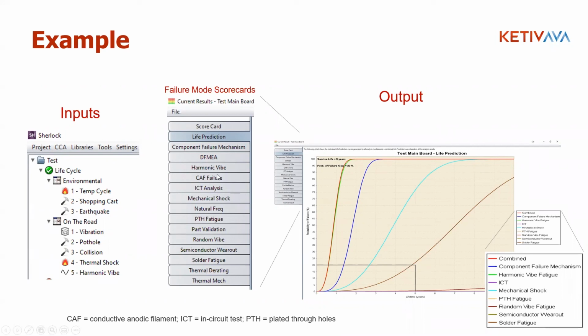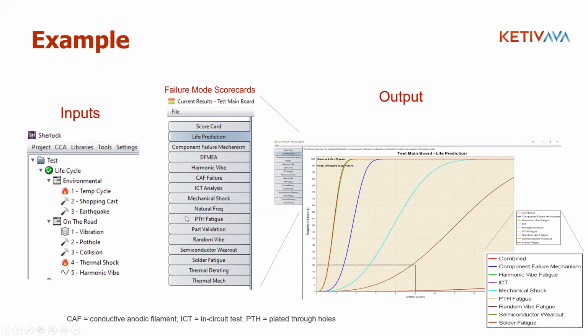And then on the output, we get these lifetime prediction curves, a combined curve as well as broken down, looking at different potential failure modes. So I could look at solder fatigue only, or semiconductor wear out, random vibrations, mechanical shock. So there are a number of different potential analyses you can run to look at lifetime. And then in addition to looking at just the mean lifetime, you can also score your product against a number of these different types of analyses.